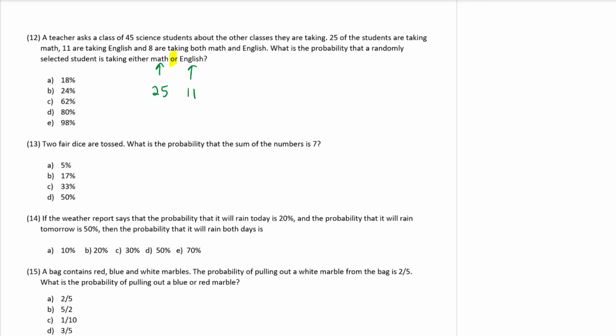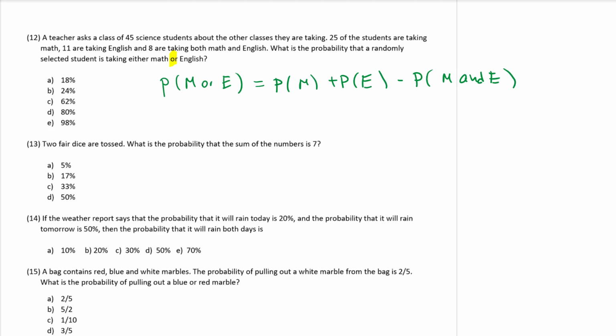And we need to subtract an overlap. Let me maybe write it in a proper way. So you see here, instead of giving us a table, they're giving it in a sentence. So the probability that it is math or English is going to be the probability that it is math plus the probability that it is English, minus the probability that it's both math and English. So this is a direct application of the addition rule, and remembering that you don't want to double count the same students twice.